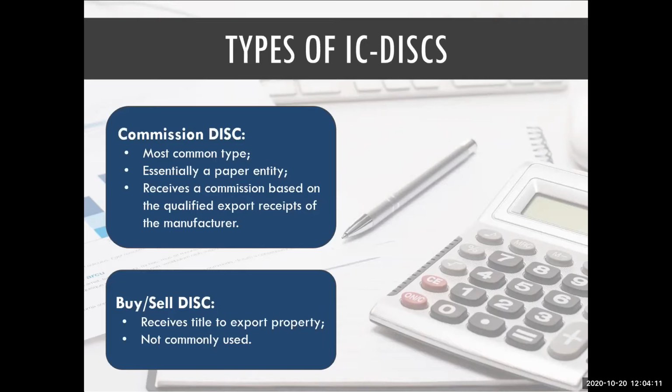The second type is a buy-sell DISC. The difference with a buy-sell DISC is that it actually receives title to the export property and is the seller of record. But this type of DISC is not commonly used, and we won't really talk about it today.